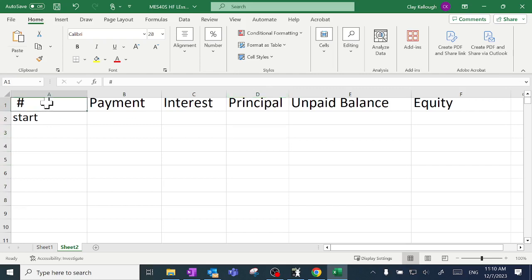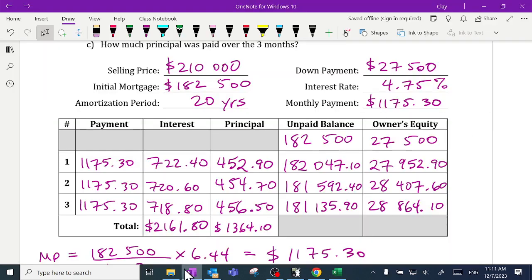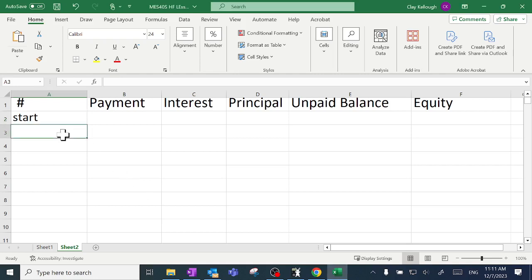If all I want to do is type, I literally just type number, payment, interest, principal, unpaid balance, and equity, and away it goes. Now, notice that the chart would have numbers, payment 1, payment 2, payment 3. So I could actually just type 1, 2, 3 if I wanted, but that's kind of a drag. I actually want to go all the way down to 60. Let's see what the first 5 years of payments does. So I would like to have Excel count for me.